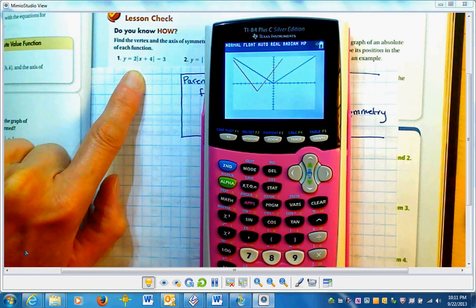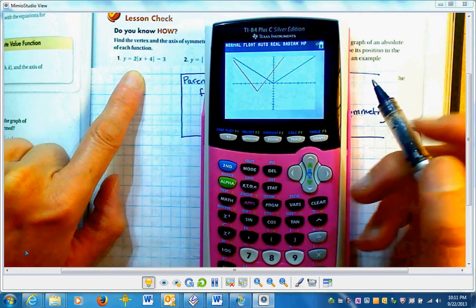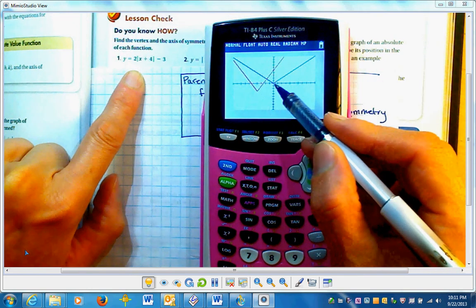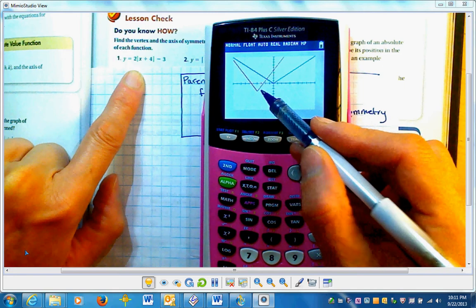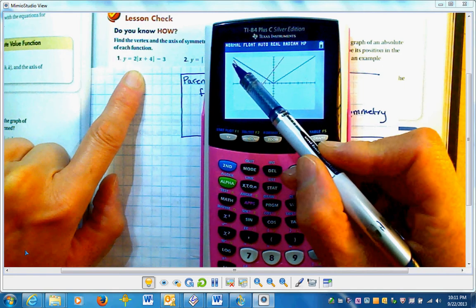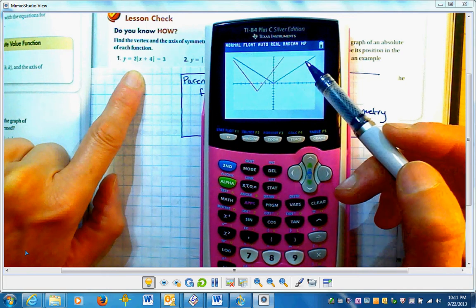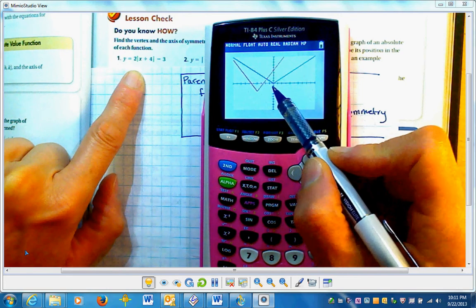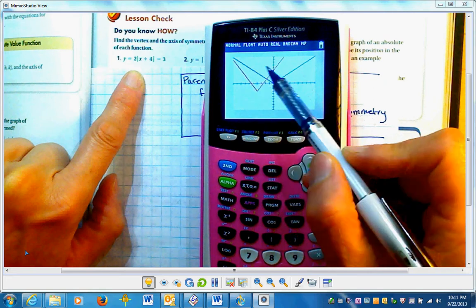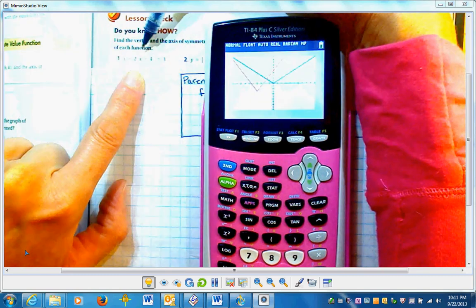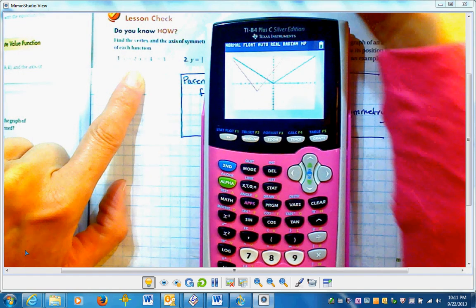Well, we can notice right away a couple of things. First of all, my vertex has changed. My vertex is different, isn't it? And this also looks a little thinner, like the ends have been pulled up a little bit. So something is happening in our function that has changed the vertex and that has made my absolute value a little skinnier. So we're going to look at this and try to figure out what did what.